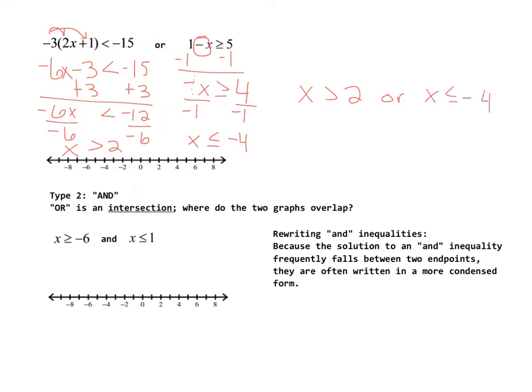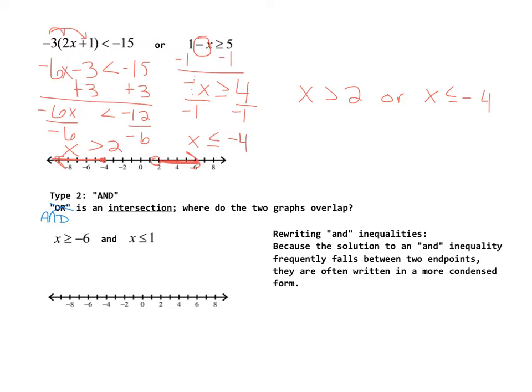So less than or equal to negative 4, I'm going to put a closed dot on negative 4. I'm going to go to the left. Greater than 2, I'm going to put an open circle on 2 and go to the right. Okay? All right, the second type of compound inequality we looked at was an "and." This says "or" here. It should say "and." And is an intersection. What we're looking for is where do the two graphs overlap.